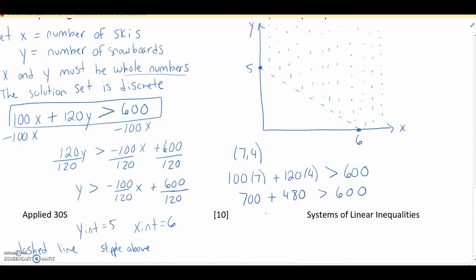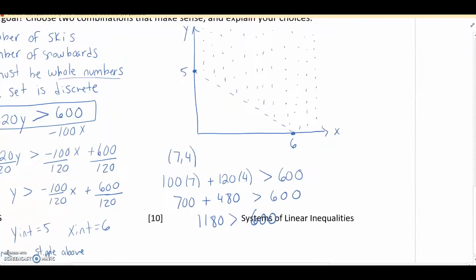So that gives me $1,180. And yes, that is greater than 600. So that's one valid solution, right? That's one combination of sales that would give me what we're asking for.